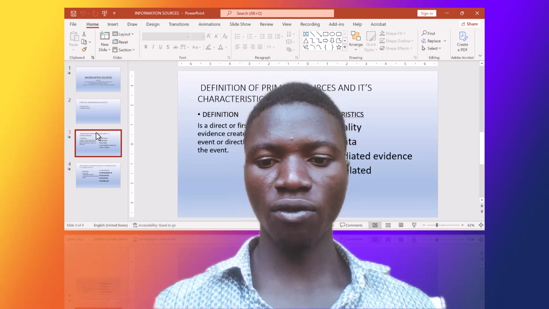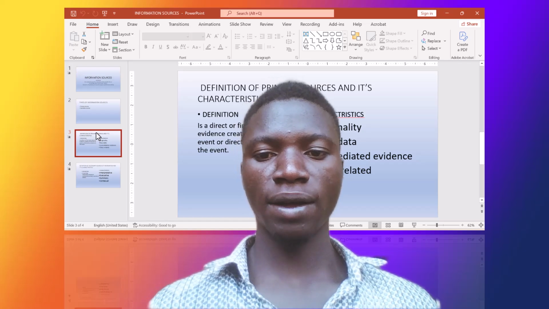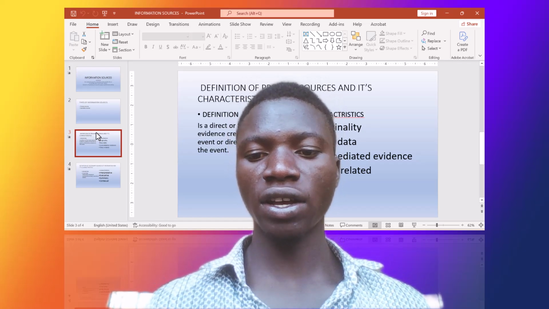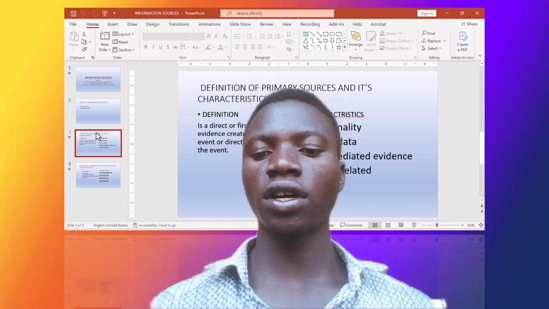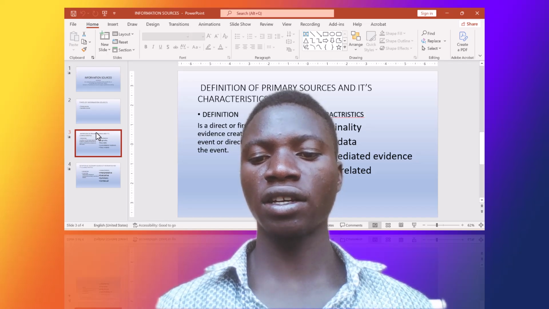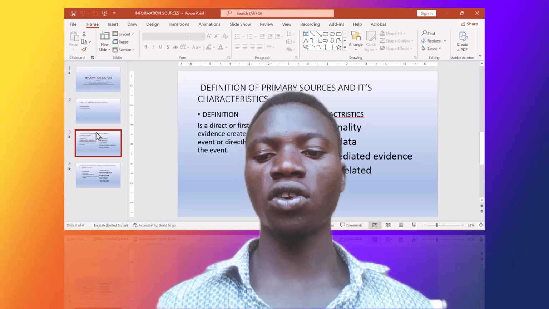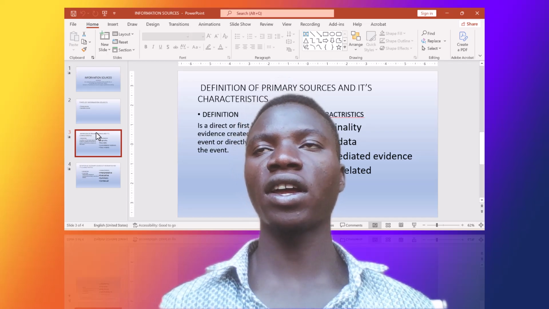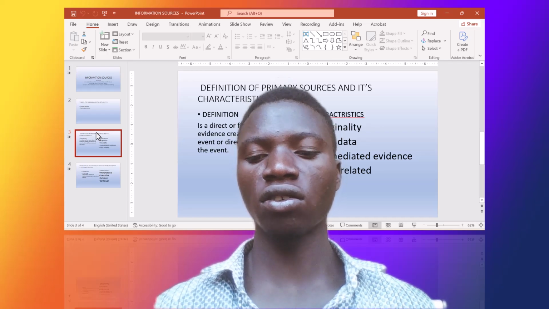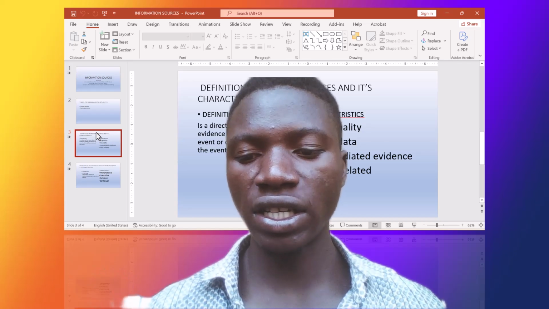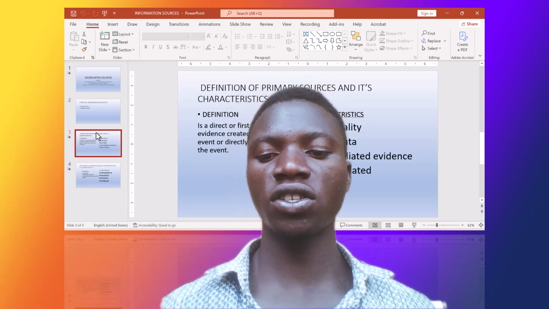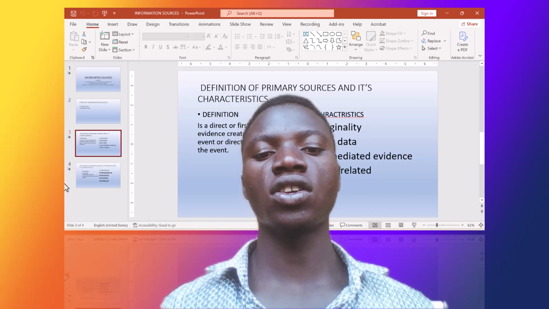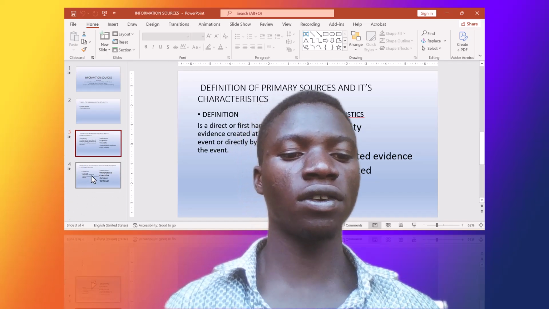Then another one is time related. Time related in a way that the information is gotten at that specific time. It is not that you wait after the event and then look for it. It is done at that specific time. All the information is gotten at that specific time. So those are the characteristics of primary sources of information.